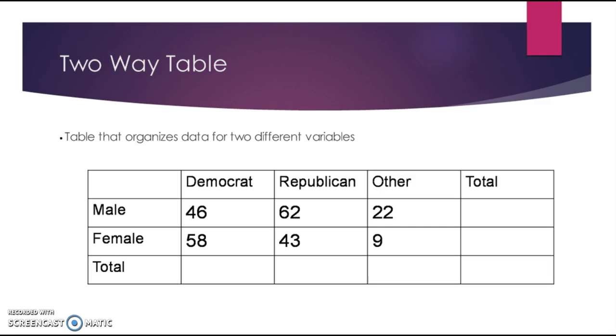So for this example, we've got Democrat versus Republican across the top, and then other, and then male and female down the side. So we're comparing the gender versus the way that people align themselves as far as parties.